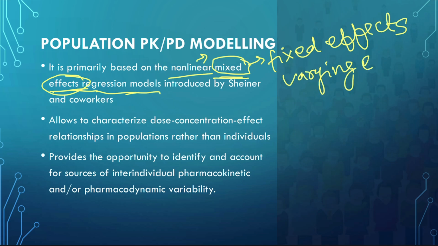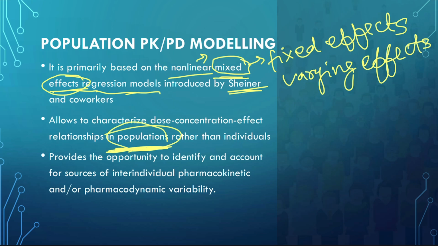So both will be seen. That's why it is called a mixed effects regression model, and it was introduced by Scheiner. It is meant for deriving the parameters, that is the pharmacokinetic and the pharmacodynamic parameters, for the populations. So it provides us an opportunity to find out the inter-individual variability in different pharmacokinetic and pharmacodynamic parameters. So this is about the population PKPD modeling.